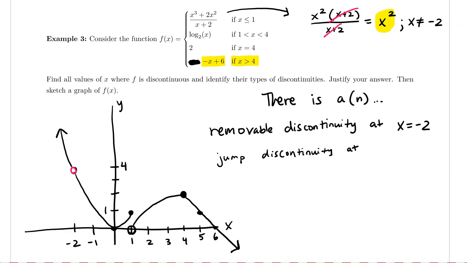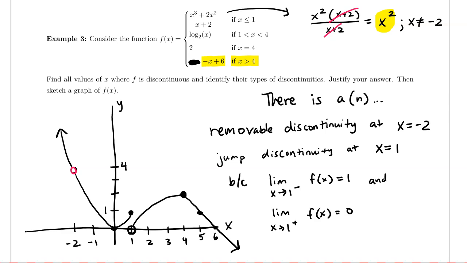And there is a jump discontinuity at x equals 1 because the limit as x approaches 1 from the left-hand side of our function is equal to 1, and the limit as x approaches 1 from the right-hand side of our function is equal to 0. And those are not the same value, so we have a jump discontinuity there. And that concludes example 3.